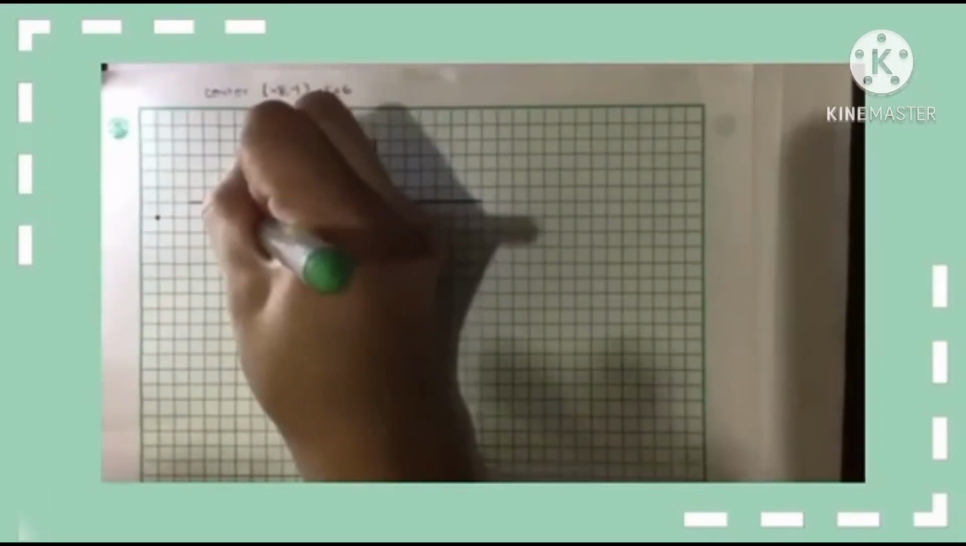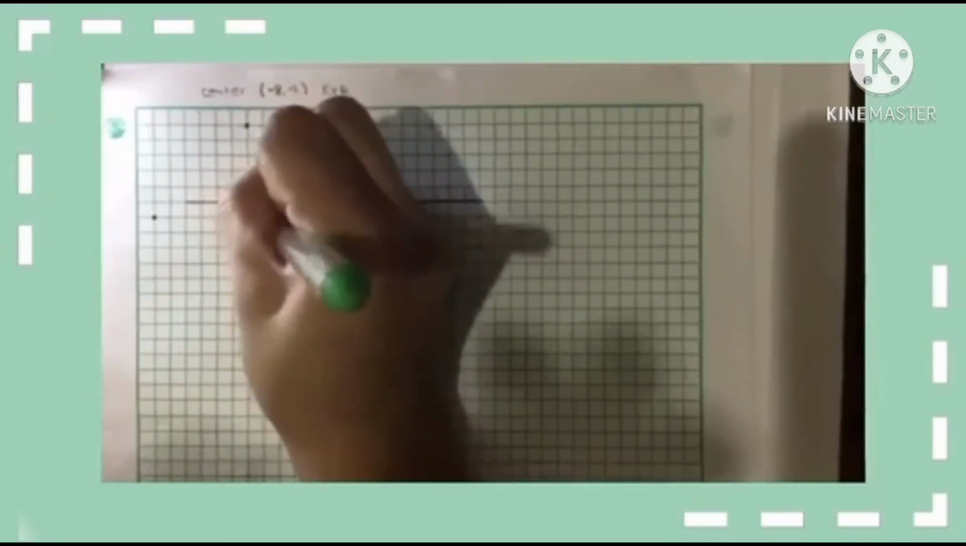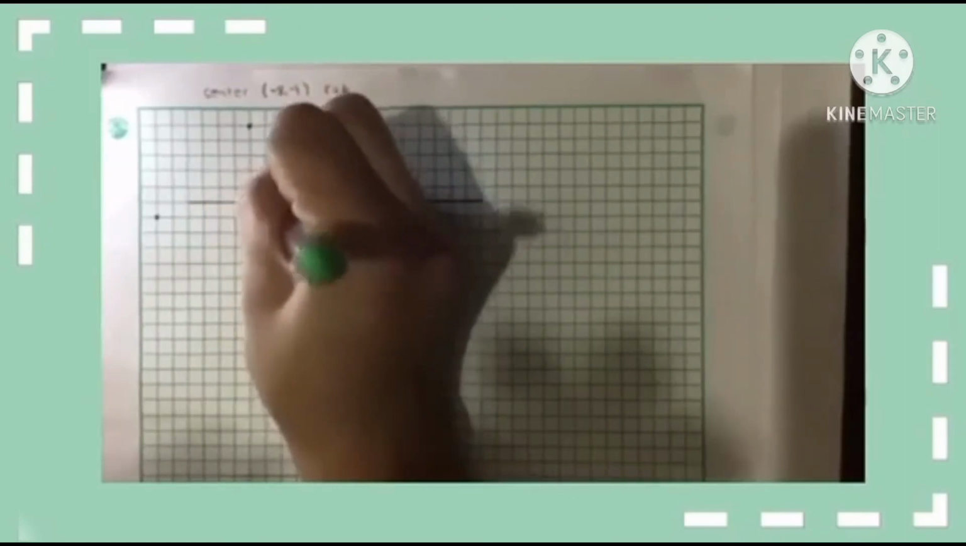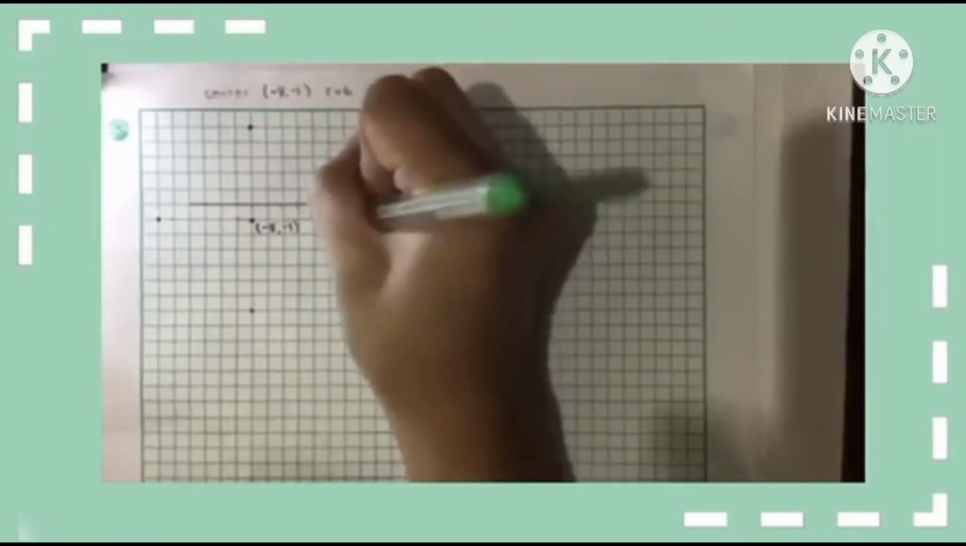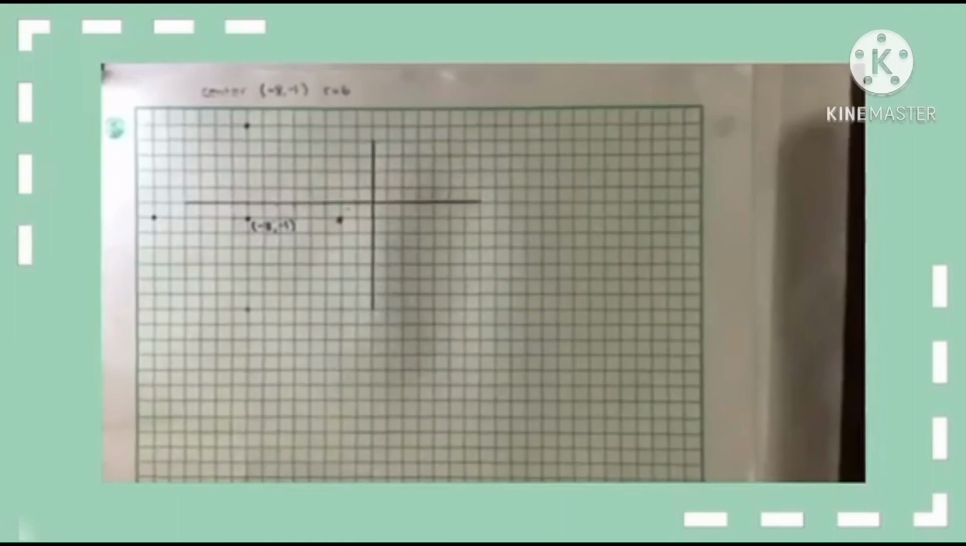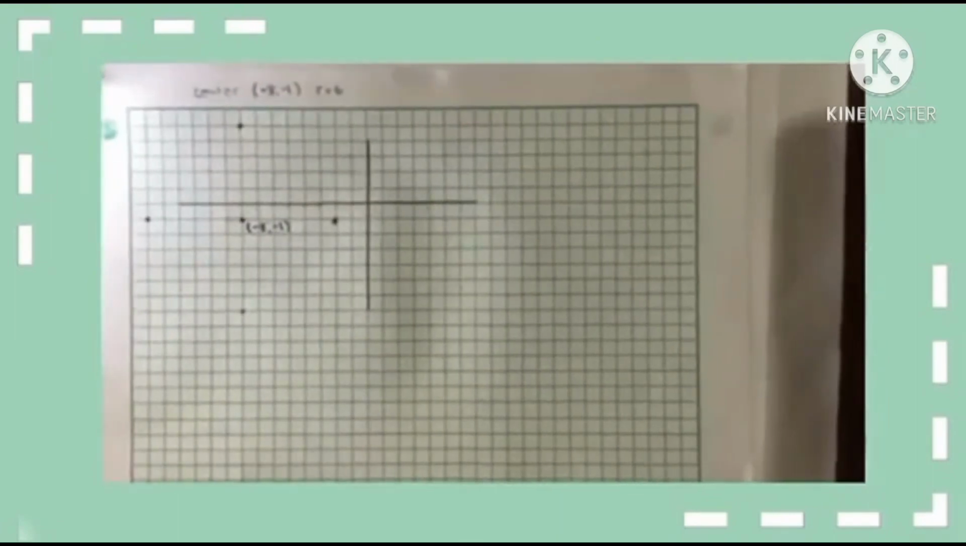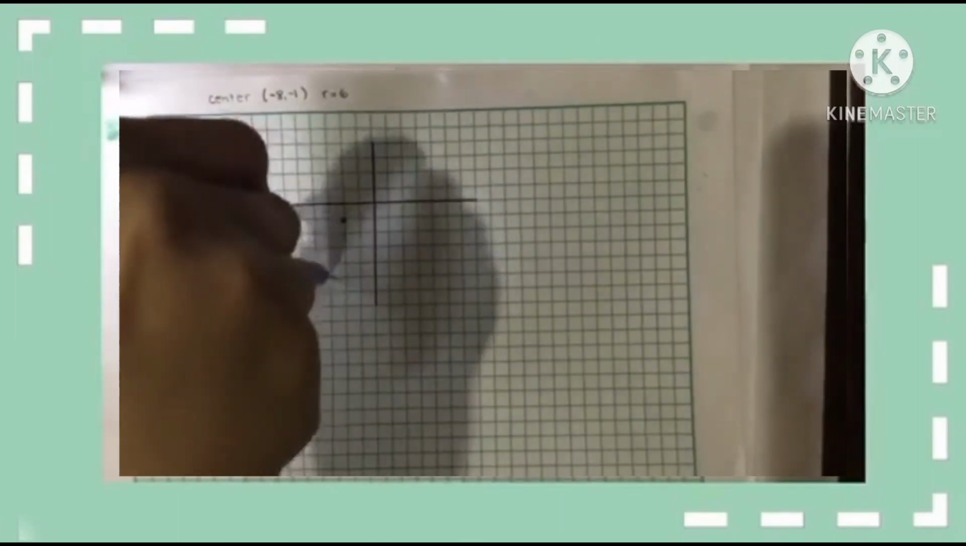This will be our center, and our radius will be 6. So next, using this compass, we're now able to draw the circle.